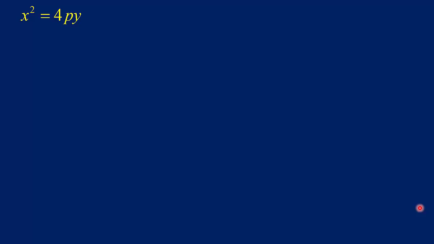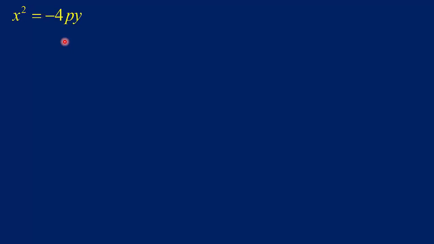It has a vertex at the origin. This is kind of like a parent function. It has a vertex at the origin, and to get to the focus, you go up p units. And to get to the directrix, you go down p units from the vertex. Now, this is a parabola that opens up, so to get to the focus, you would go up p units, and to get to the directrix, down.